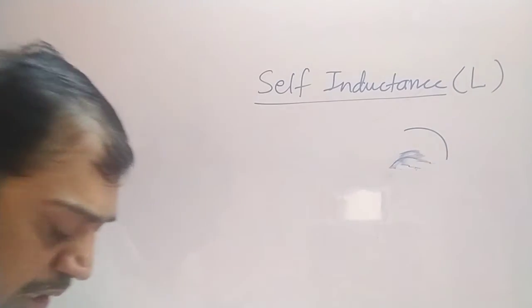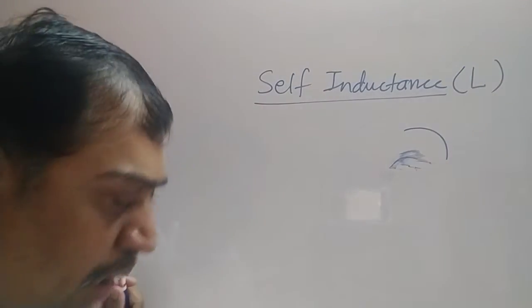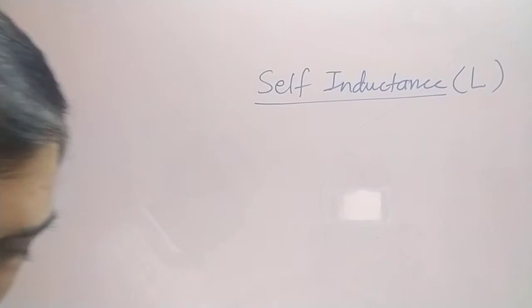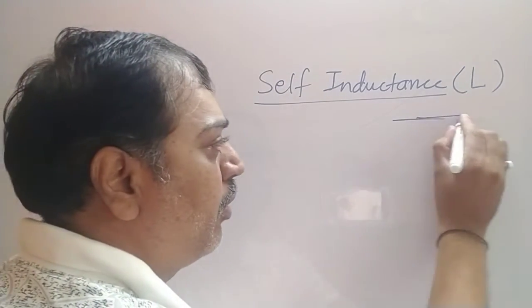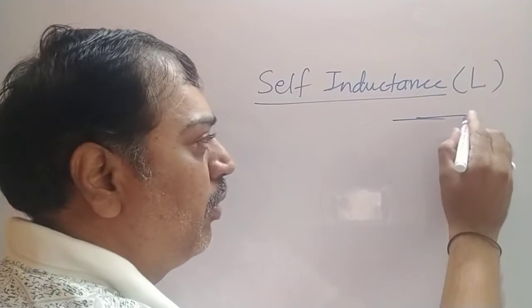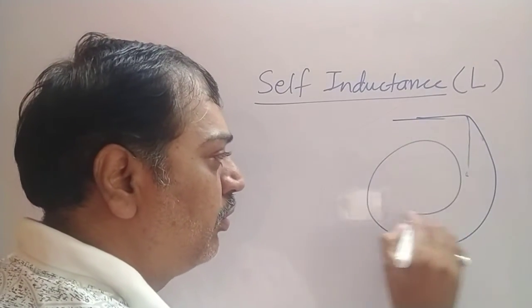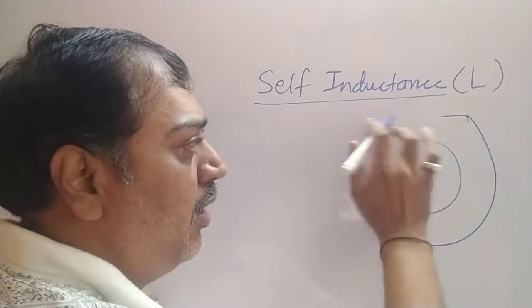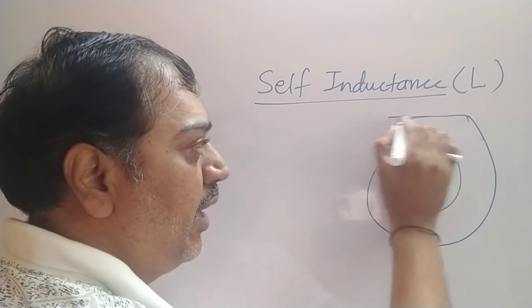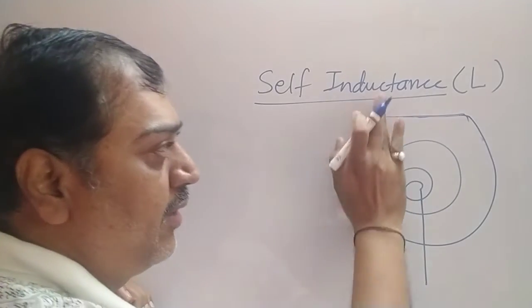Just I will write again. So we have to take one coil. I am going to draw the coil. So suppose this is a coil, we have taken a coil. One end of the coil is here, and the other end is at the bottom.